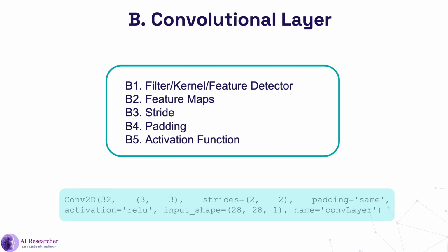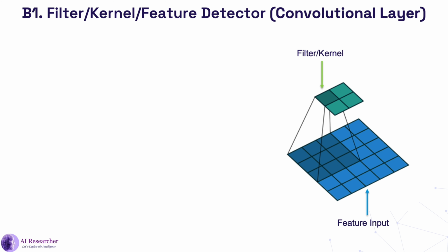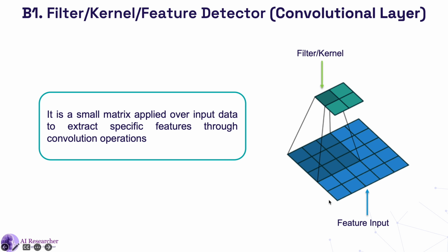So let's start with a filter. In here I try to introduce the concept of filter. You can see the filter of 2 by 2 size, and the feature input is of 5 by 5 size. So a filter is a small matrix applied over input data to extract specific features through convolution operation.